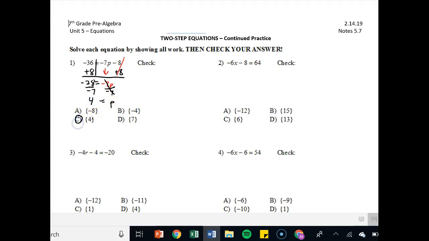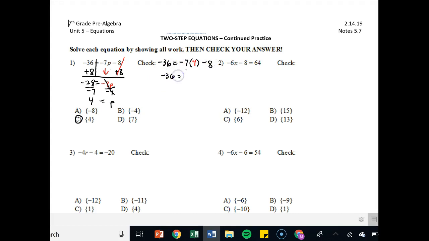Notice I also have negative 4 on there just in case you messed up the signs, so be very diligent about your signs today. To check, we literally write down our equation. Negative 36 equals negative 7p, but instead of p, I'm going to plug in my answer of 4, minus 8. Do order of operations.